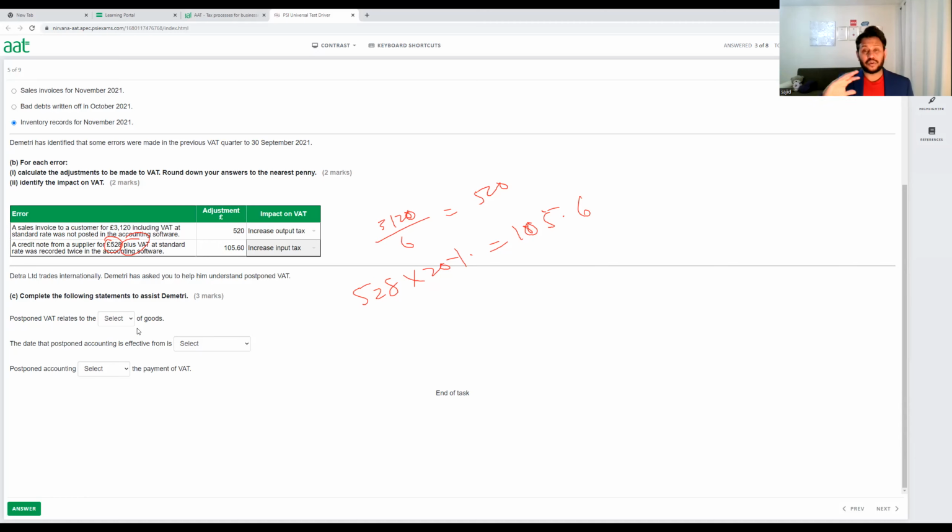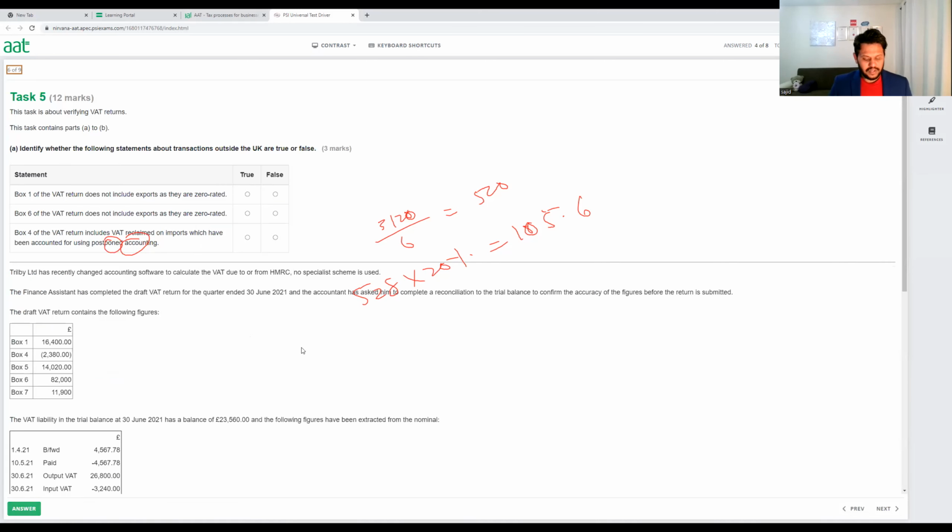So it's relevant to the import. It's only when you buy some goods from outside of the country. So postponed VAT is relevant to the import. The date postponed accounting is effective from 1st of January 2021. It started after the Brexit. The postponed accounting delays the VAT payment. So you don't have to pay the VAT immediately when you release the goods, you can pay the VAT later on. So you can delay the payment of the VAT.